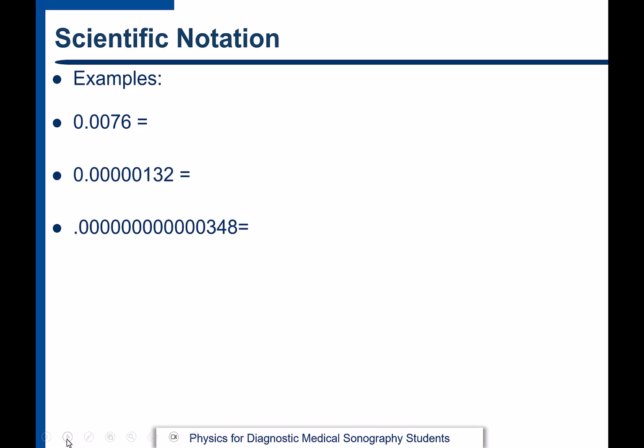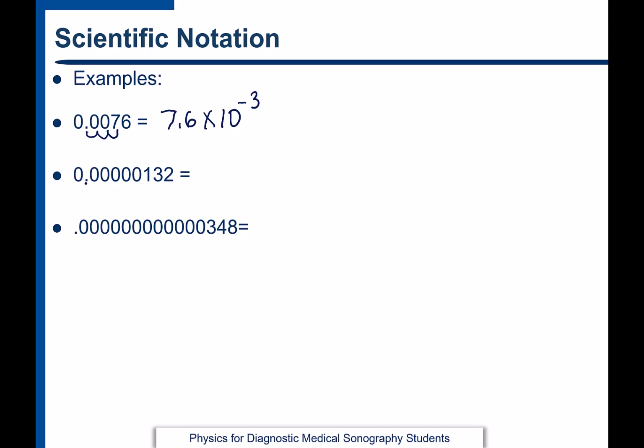So let's do some examples. And again, you might want to just pause the video and do these on your own first, and then we can try them. Okay, so I'm moving the decimal place to the right, so it's going to be a negative exponent. That's 1, 2, 3. So 7.6 times 10 to the negative 3 would be the correct answer.